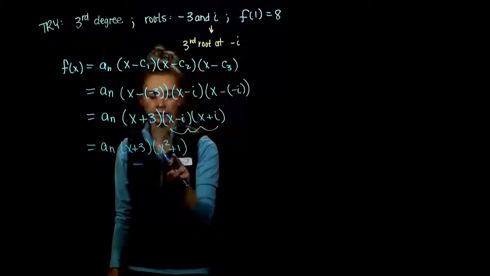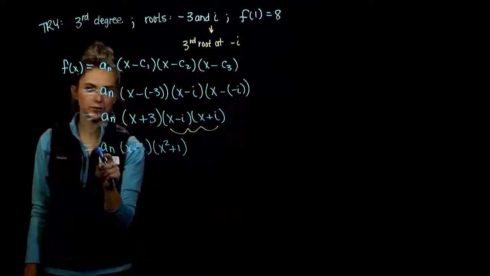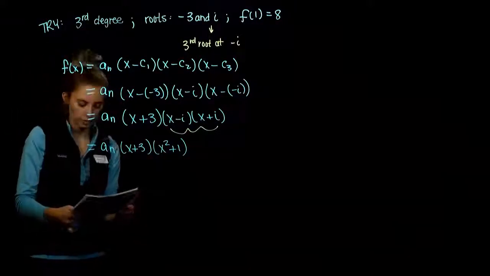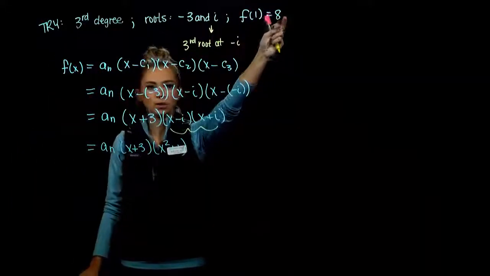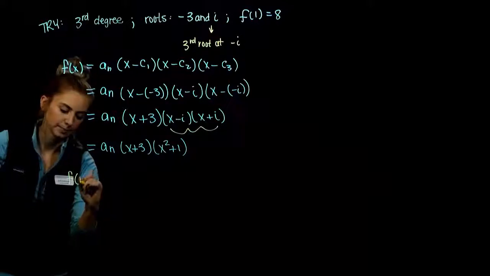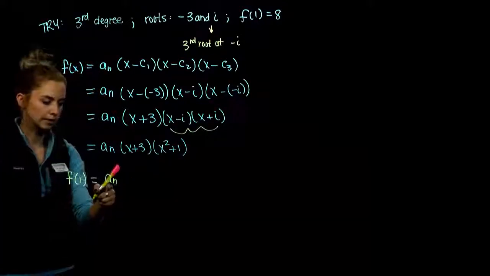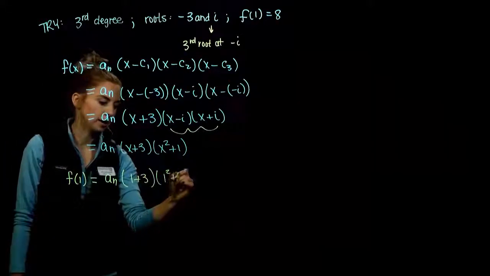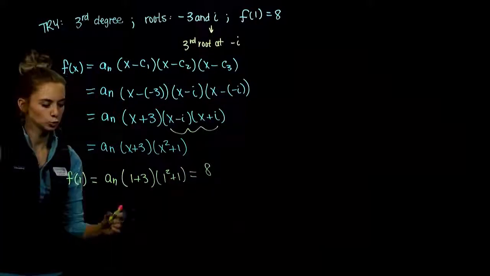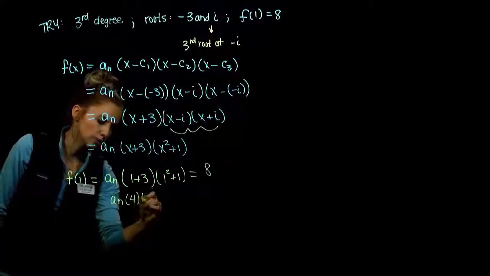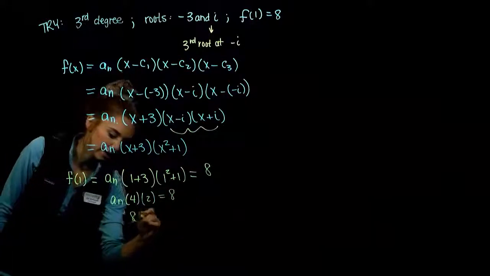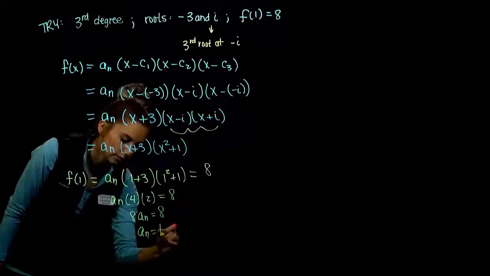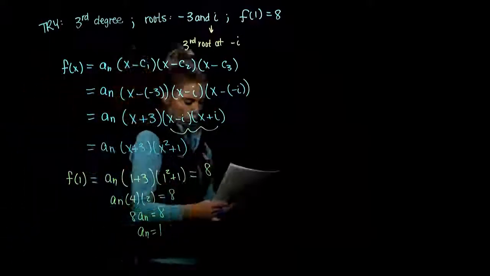We have where the roots are happening, and it's still degree 3, but we have to figure out if there is a constant on the front. What is the constant on the front? So when I plug in 1 into my function, what are we supposed to get out? 8. So I still don't know what the coefficient is, but I know when I plug in 1 for x, we get out 8 for y. So we can solve. An times 4 times 2 is equal to 8. So I've got 8 of them times my constant is equal to 8. So what does that mean for the coefficient out on the front? It's a boring case. It's just 1.